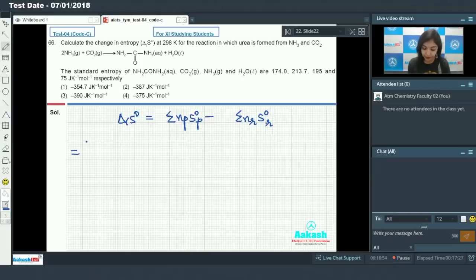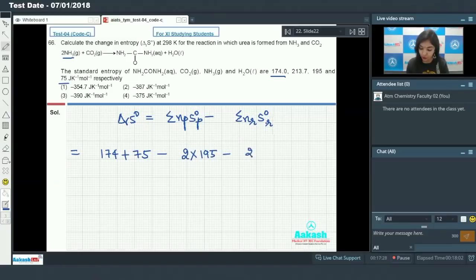So here, if we look, in the products we have urea and water. The standard entropy of urea we have been given, that is 174. So it is 174 plus the standard entropy for water, which we have been given as 75, and minus for ammonia. Now the coefficient for ammonia is 2, so 2 into 195, minus for carbon dioxide.